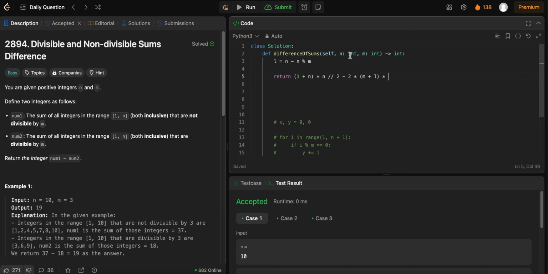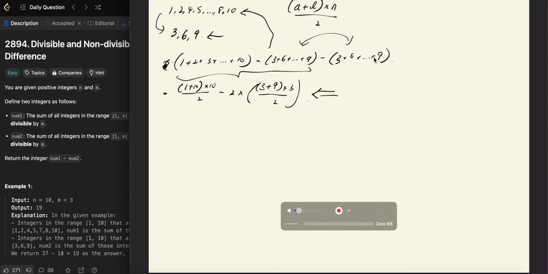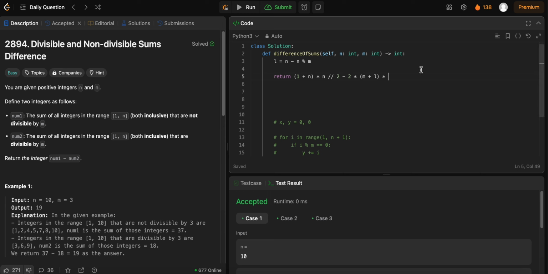So I think it would be the largest number divided by m. Yes, because the largest number divided by m will give you, for example, 3, 6, 9 here. 9 divided by 3 will give you 3, which makes sense. So we have L divided by m, and then we need to divide that by 2.